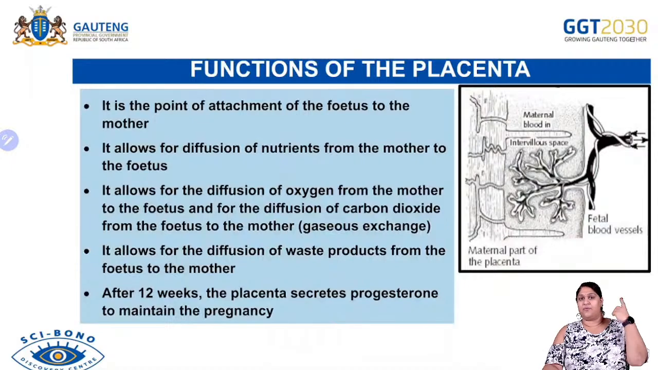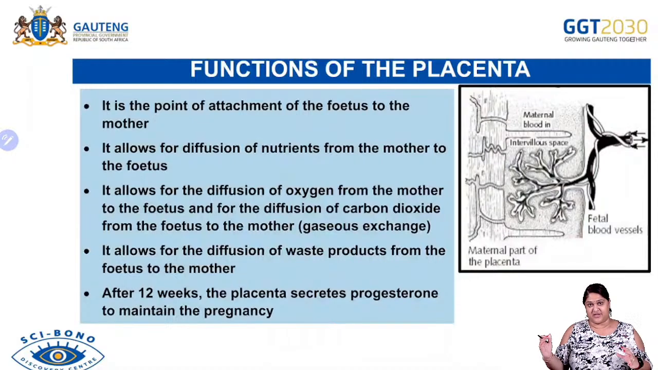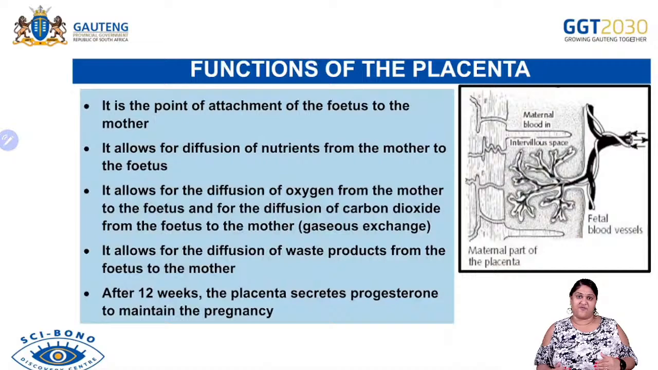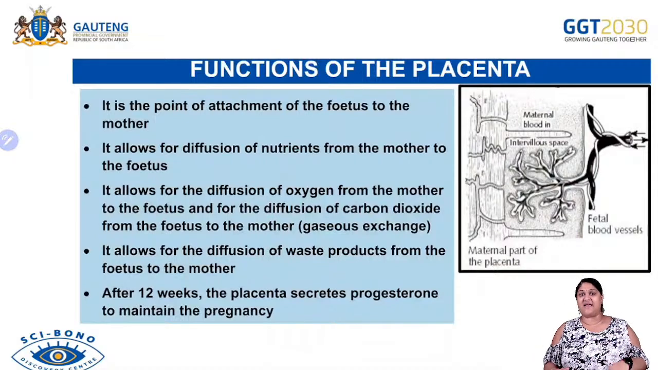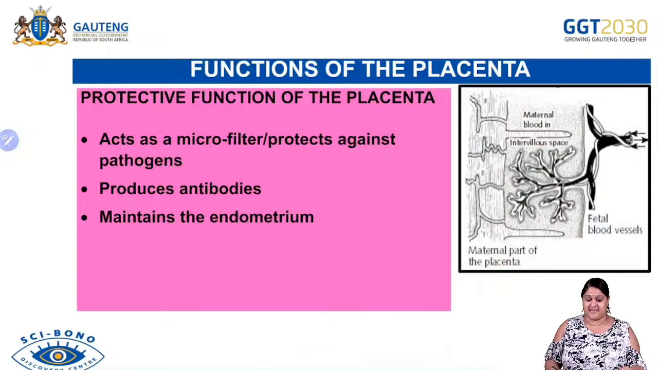So remember, when we were talking about the menstrual cycle, we spoke about how the corpus luteum produces progesterone, and that progesterone is then going to maintain the endometrium. But now after 12 weeks of pregnancy, this function is going to be taken over by the placenta, where the placenta is going to produce the progesterone and maintain the pregnancy. Okay, so these are the main functions of the placenta, but we also have protective functions of the placenta.